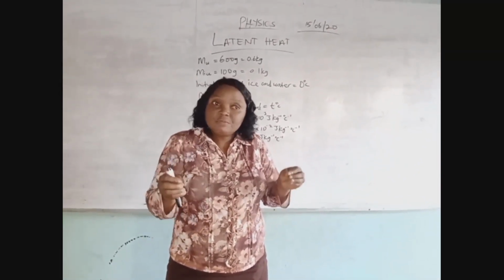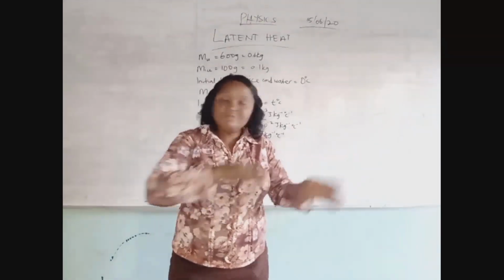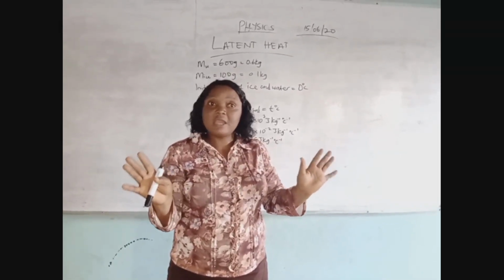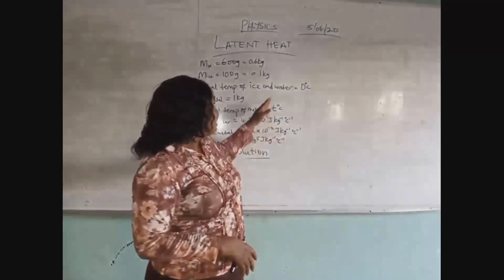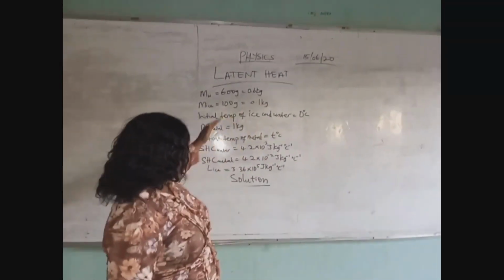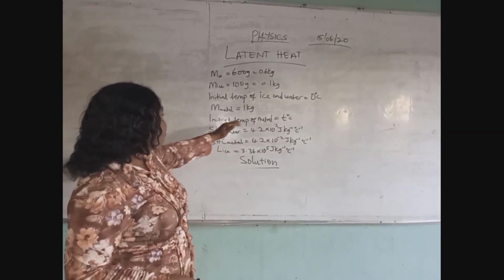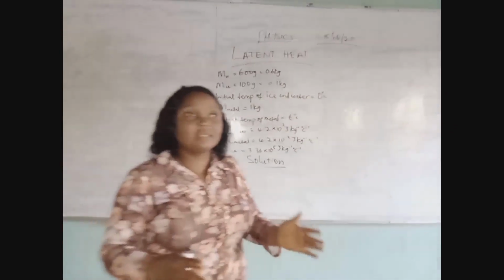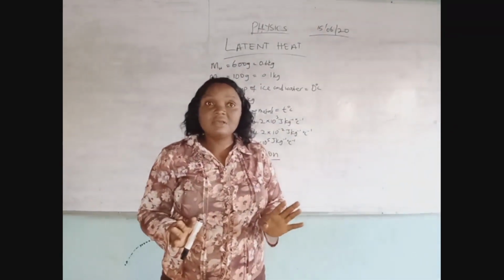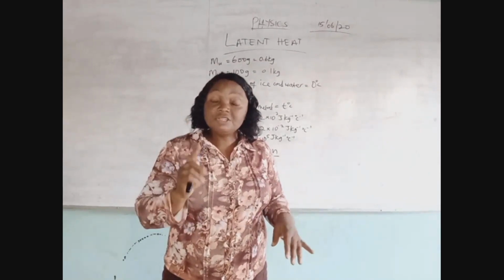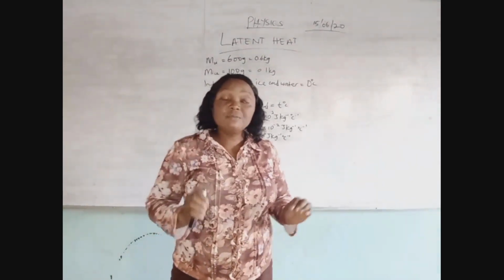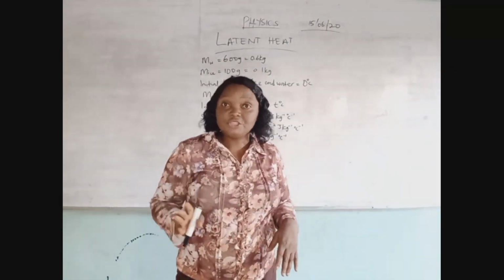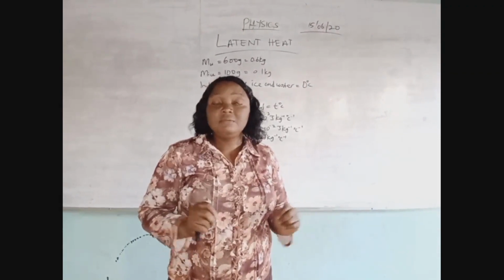And after that, the hot metal was added and everything mixed together until the final temperature of the mixture is obtained. Okay? Now, we are asked to find the initial temperature of the metal. Now, we have ice and water at 0 degrees Celsius. Remember, 0 degrees Celsius is the melting point of pure ice at standard atmospheric pressure of 760 millimeters of mercury.